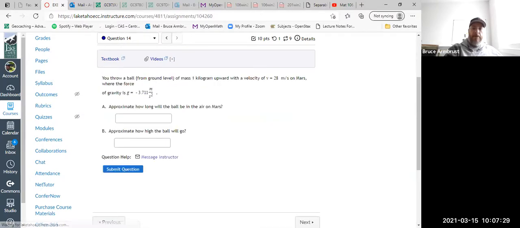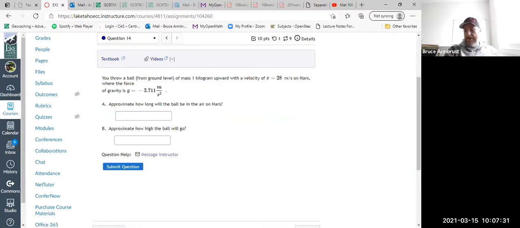So let's take a look at number 14 then. So here's the last one that people asked about, other than the other ones. You throw a ball from ground level of mass 1 kilogram upward with a velocity of 28 meters per second on Mars, where the force of gravity is G equals minus 3.711 meters per second squared.